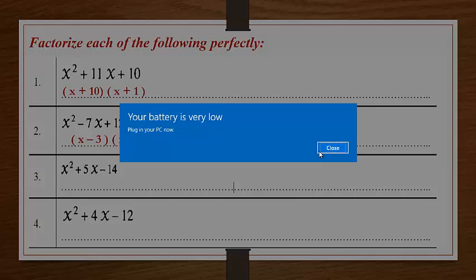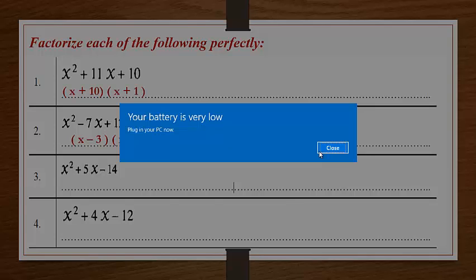X power 2 minus 7xy minus 18y power 2. Factorize x power 2 to x times x, and 18 factorizes to 2 times 9. So 2y minus 9y.